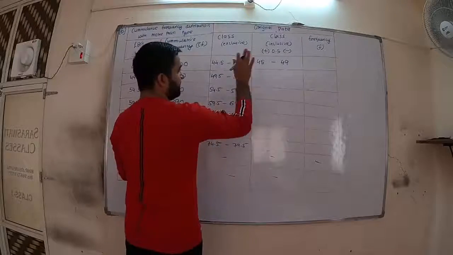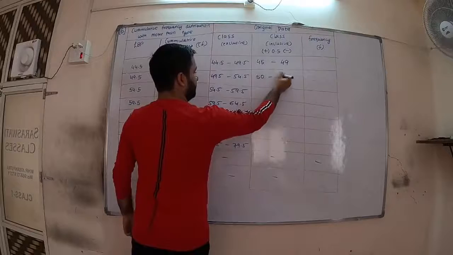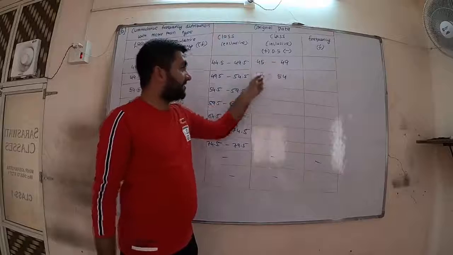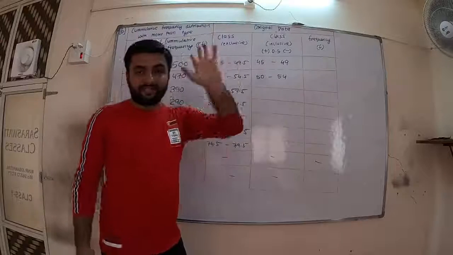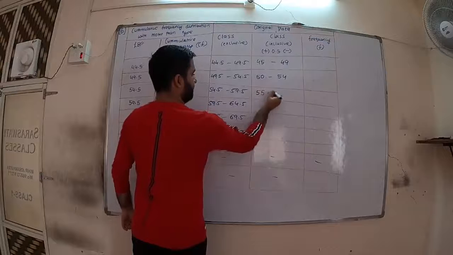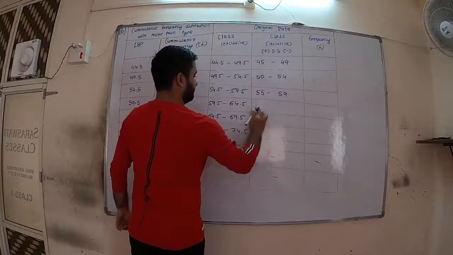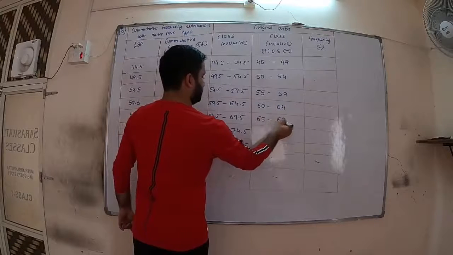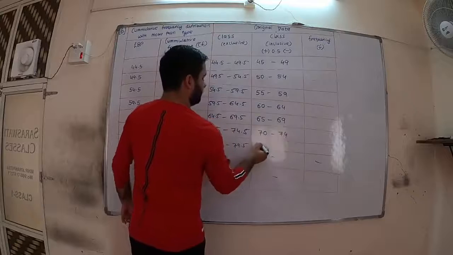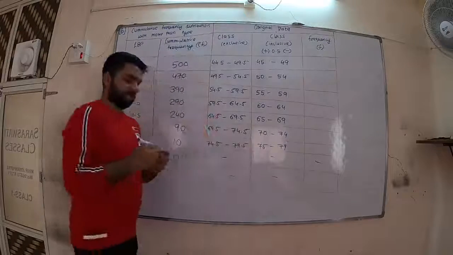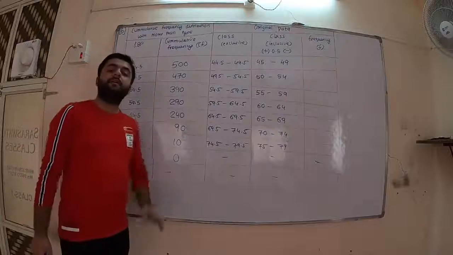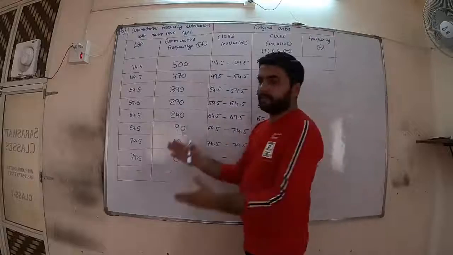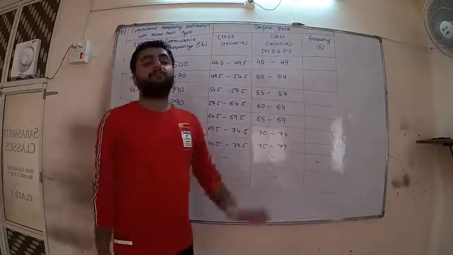So, always, now here we will add: 50 to 54. As you can see, there is an inclusive class, 45 to 49, and then directly 50. A gap of 1 is there. 55 to 59, 60 to 64, 65 to 69, 70 to 74, 75 to 79. These are the classes. Now an important thing to understand, friends, is how you will obtain normal frequency from cumulative frequency.